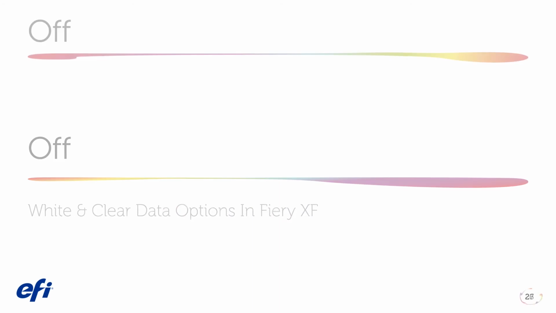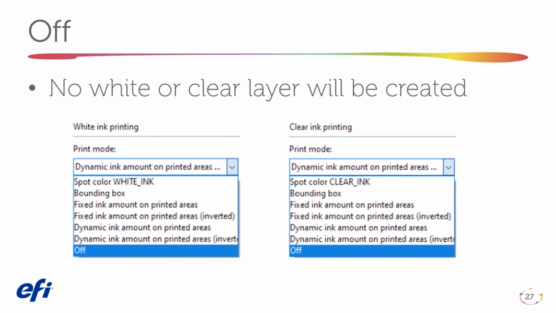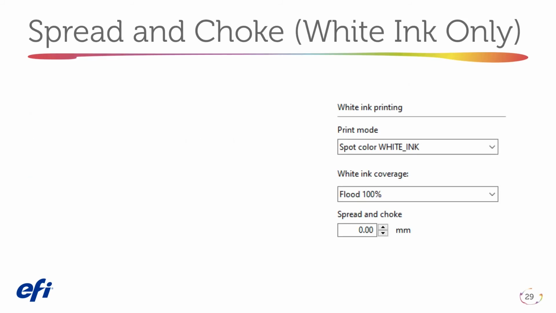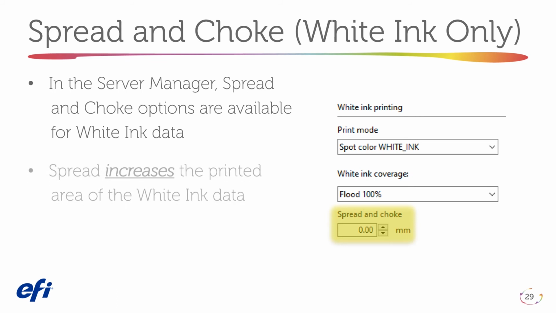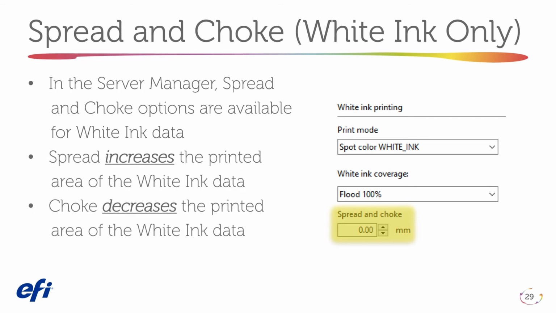Off. When white ink printing and clear ink printing are set to off, no white or clear layer will be created. Spread and choke for white ink only. In the Server Manager, spread and choke options are available for white ink data. Spread increases the printed area of the white ink data, while choke decreases the printed area of the white ink data.